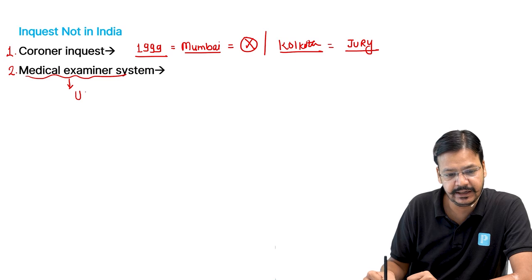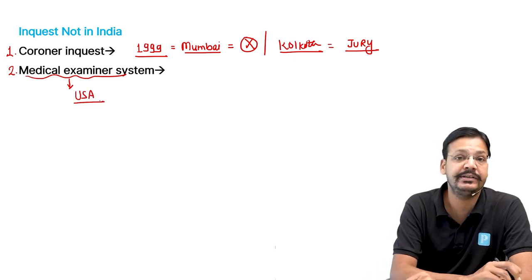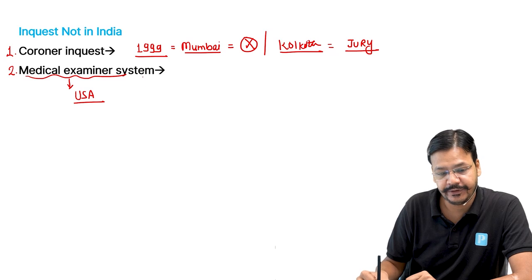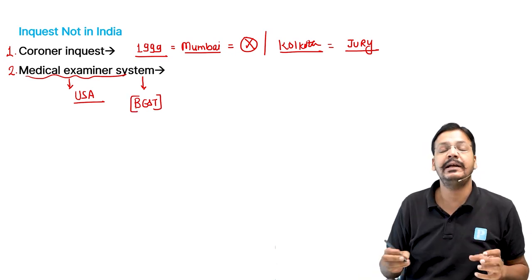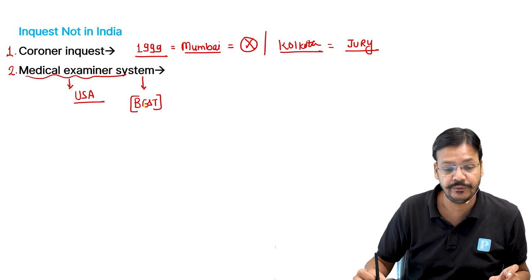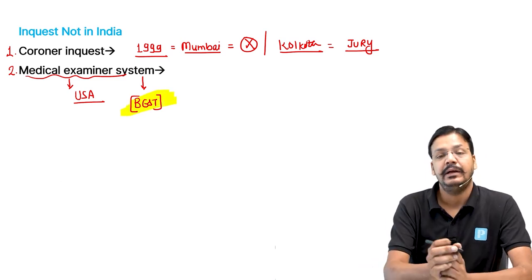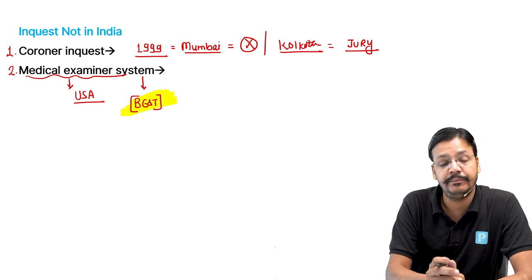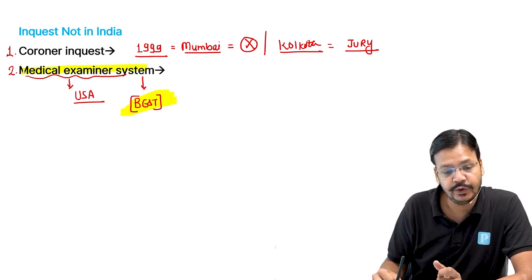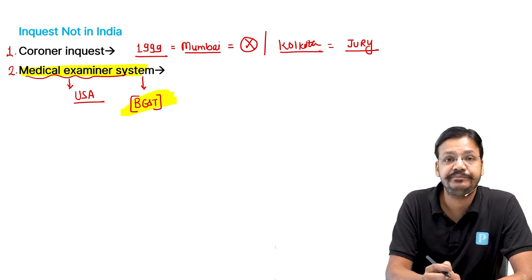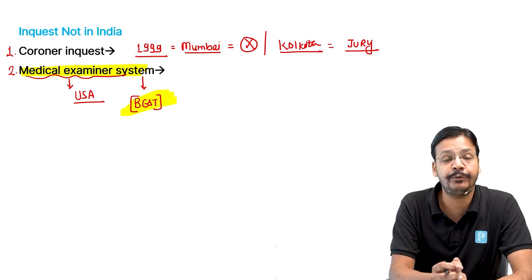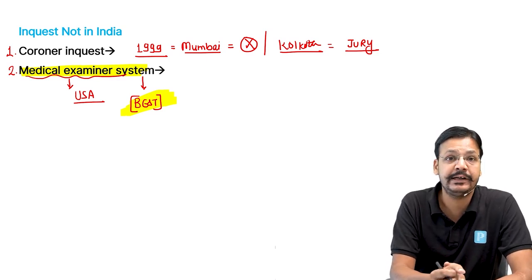It is in developed countries like the USA. And my dear friend, the medical examiner inquest system is considered the best inquest system in the world. Medical examiner system. So these are some very, very important points. Which inquest systems are not present in India? The coroner and medical examiner inquest systems.